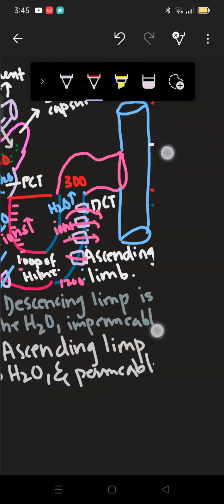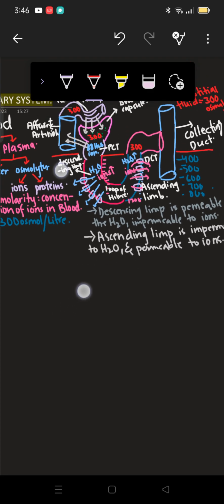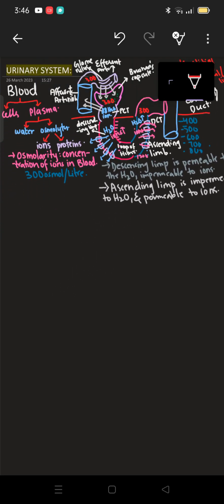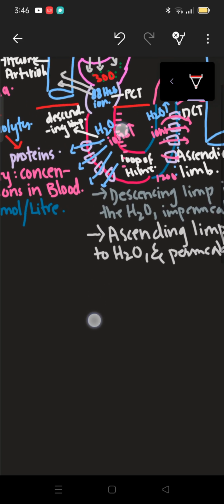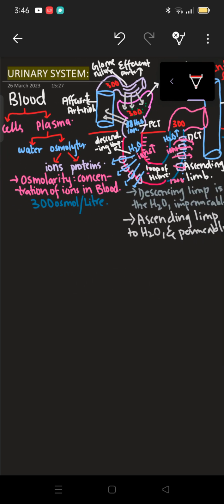Alright, now here is another interesting fact: the DCT and collecting ducts are either permeable or non-permeable to the water. This depends on the condition. They are permeable only due to ADH, which is anti-diuretic hormone, otherwise they are impermeable. If ADH is used, then both are permeable to the water, otherwise they aren't permeable to the water at all.